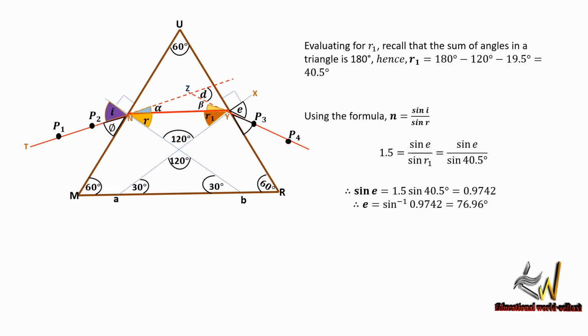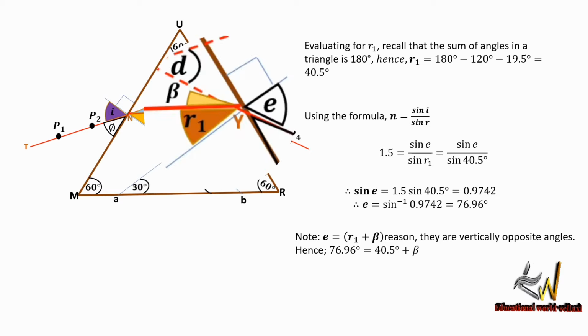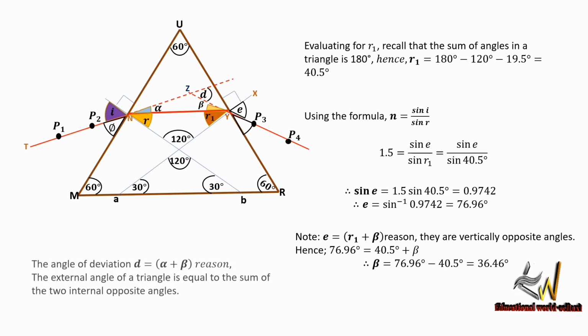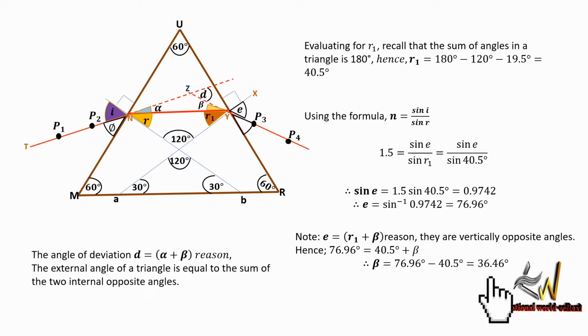Then the same thing that happens with the former one, the angle E is equal to R1 plus beta. Reason: they are vertically opposite angles, and from there we can now evaluate for beta. So we now say that 76.96 degrees is equal to 40.5 degrees plus beta. So what will beta be now? Beta will now be 76.96 minus 40.5, which is equal to 36.46 degrees.